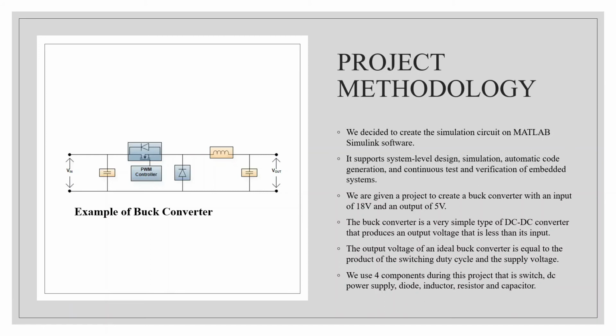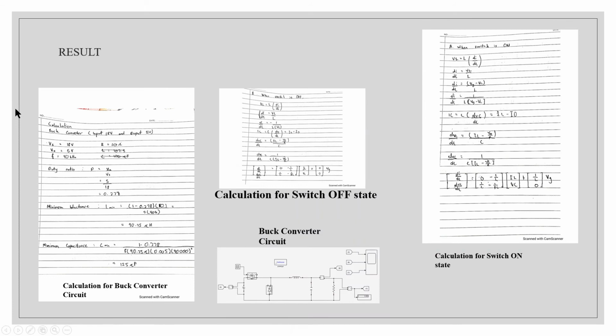So this is the calculation for our buck converter. Here we calculate the duty ratio of the converter, and this is the minimum inductance and minimum capacitance. So this is the calculation for the off state, and this is the calculation for the on state of the circuit. So this is the Simulink design of our buck converter. We set the input to 18 volt and we managed to get the output voltage of 5.583 volts.